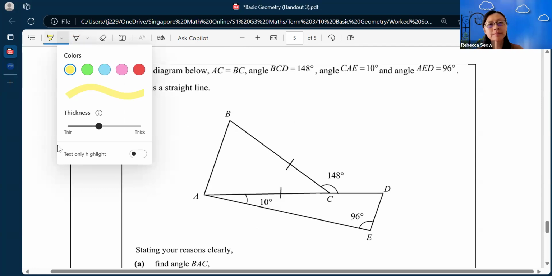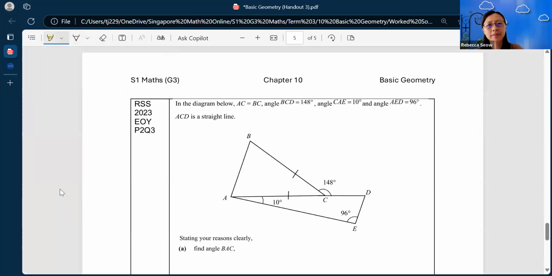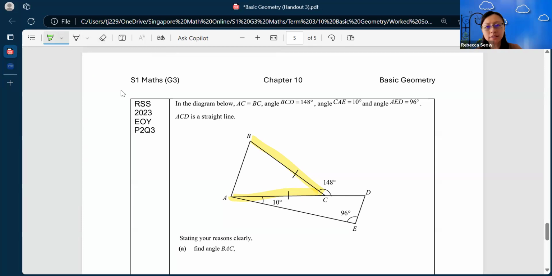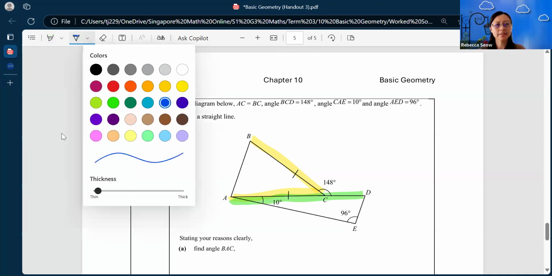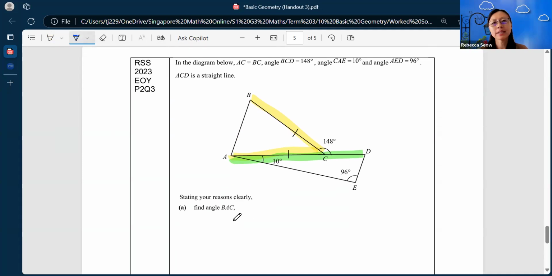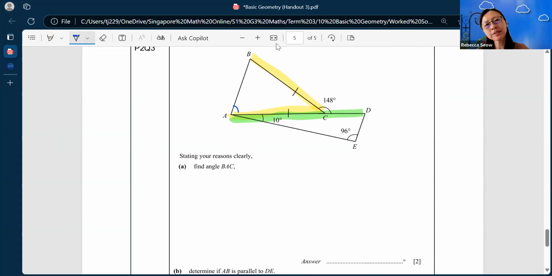So we are given AC equal to BC. I'm going to highlight these two lines of the same length. We have a straight line, ACD. Allow me to mark it in another color. All right. So let's find angle BAC. Angle BAC will be here, right? And let's see what we can do to get to this angle.